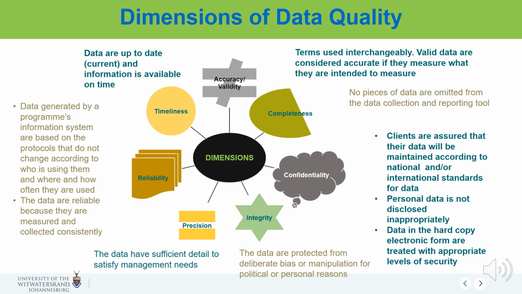These terms are often used interchangeably, but valid data are considered accurate if they measure what we are intending to measure. With reference to completeness, we mean that no pieces of data are omitted from the data collection and reporting tool. The third dimension of quality is that of confidentiality.